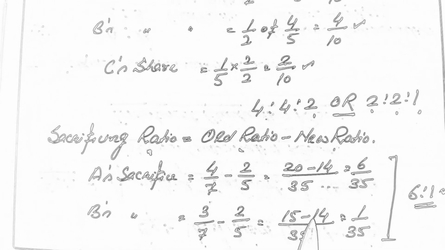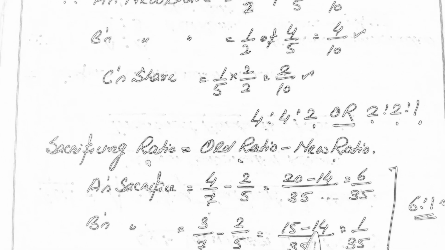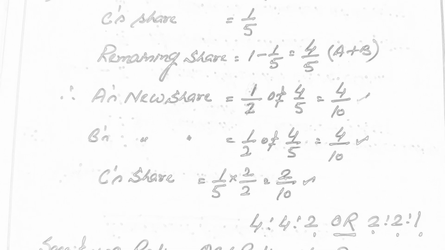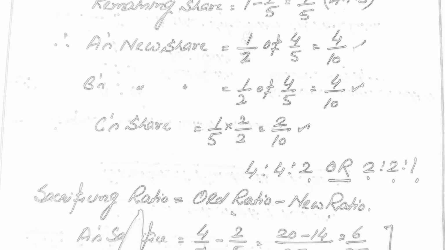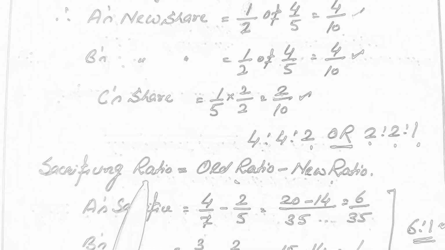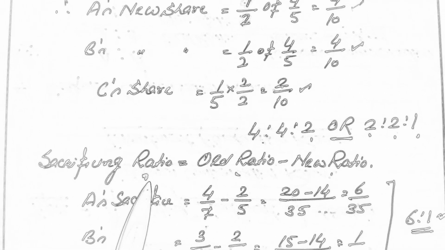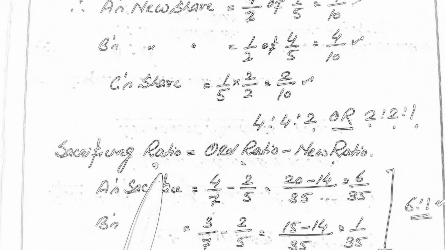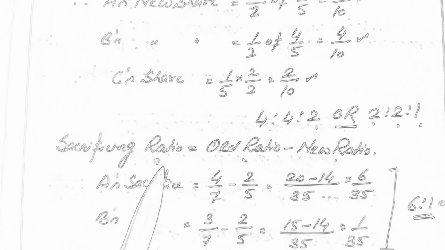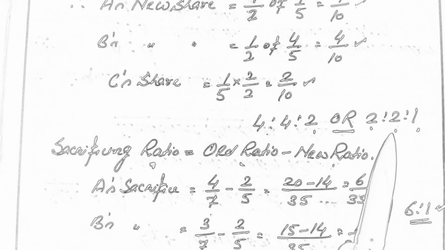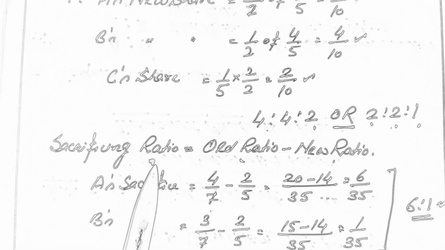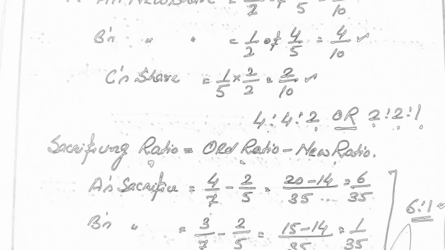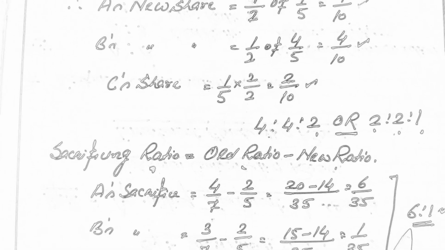This is the only case in which, without calculating the new profit sharing ratio and after that applying the formula of sacrificing ratio, we can't say anything about the sacrificing ratio of the old partners. In this case, if we want to find the sacrificing ratio, first of all we have to calculate the new ratio. Then by applying the formula of sacrificing ratio, we will come to know the sacrificing ratio of the old partners.